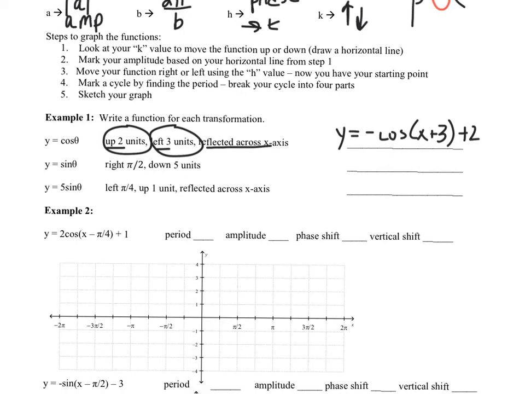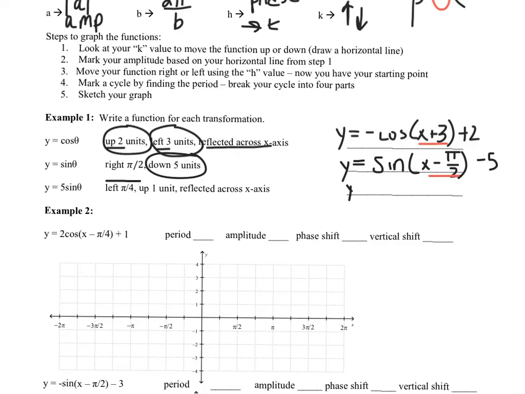Okay, second one, sine, it's going right pi over 2. So it's going to be y equals, and it doesn't say anything about reflecting across the x-axis. So it's going to be sine of (x minus pi over 2) because it's moving right. And then it's down 5, so minus 5. You want to make sure that you put whatever your phase shift is in parentheses.